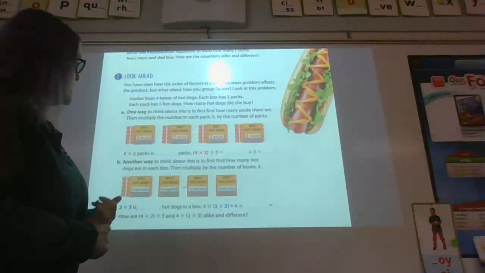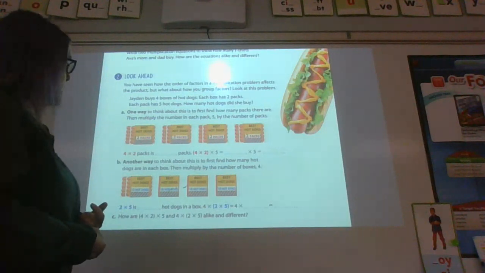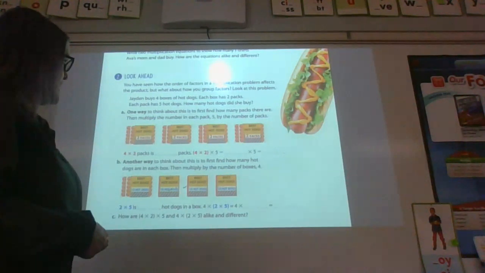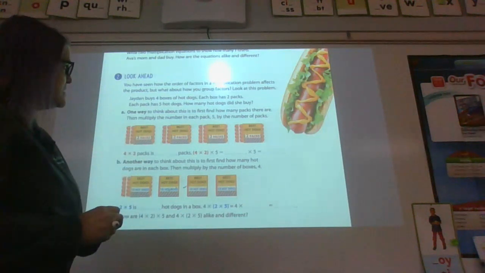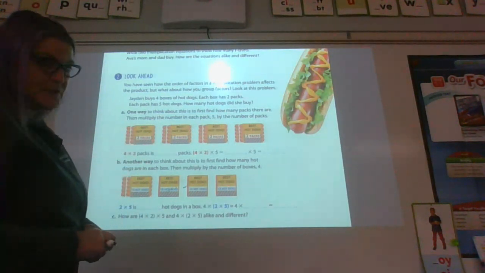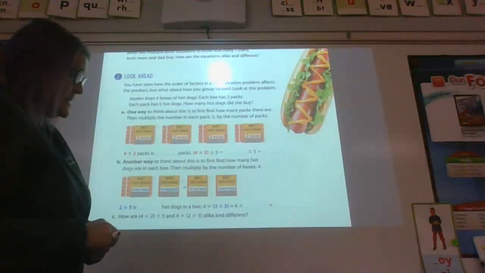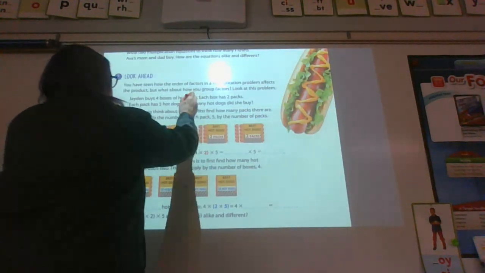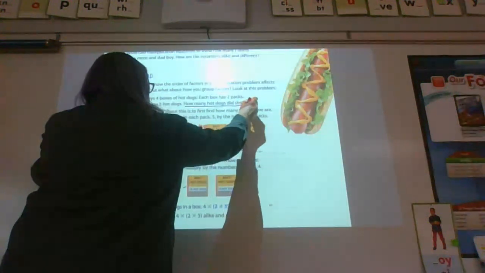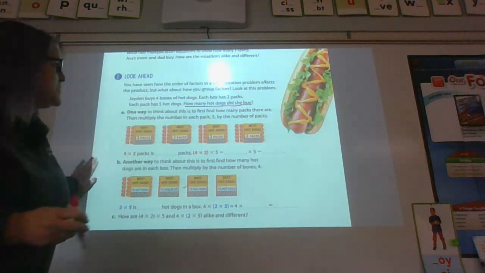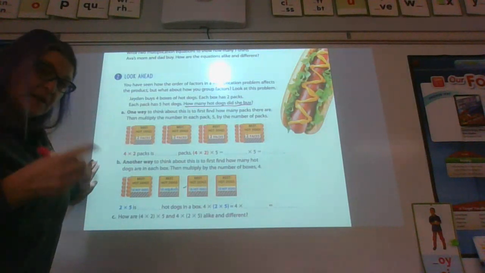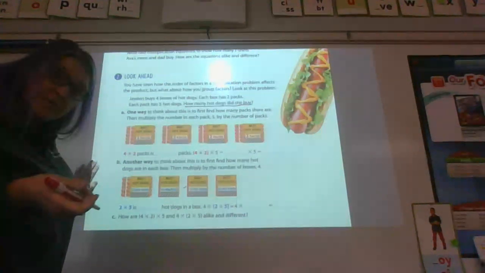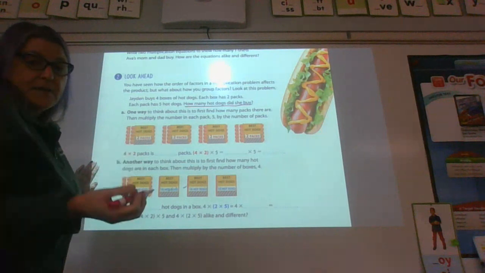Okay, it's about hot dogs. That's for sure. What are we trying to find? How many hot dogs did she buy? And of course, the last question, what is the important information? And just like Ms. Stith said, I absolutely agree. It's usually the numbers, because that's what we need to find the answer.